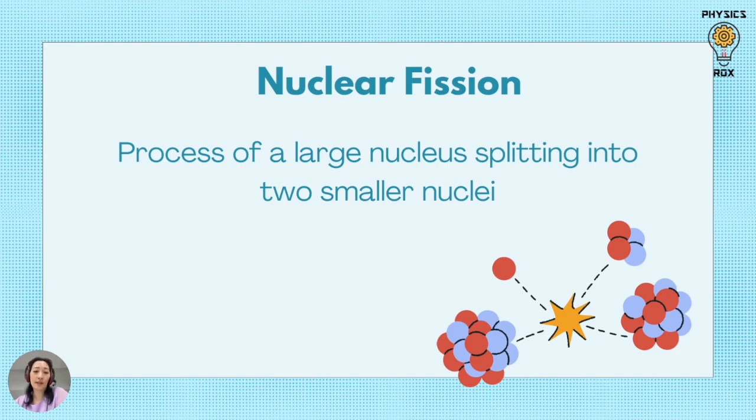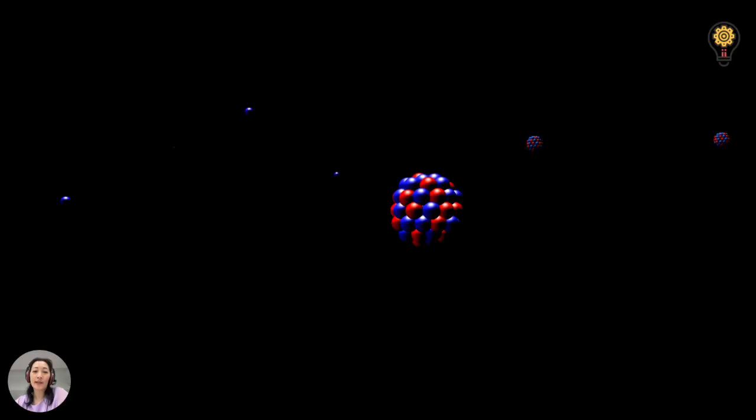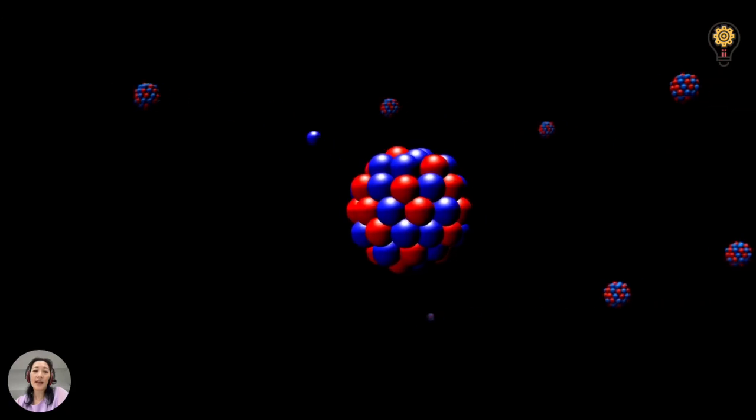So nuclear fission is the process of a large nucleus splitting into two smaller nuclei. This is not a random process where it magically explodes into two smaller nuclei. For this to happen, there must be a trigger. And the trigger in this case is when a neutron strikes the nucleus at the right angle, causing it to split. Let's take a look at this animation.